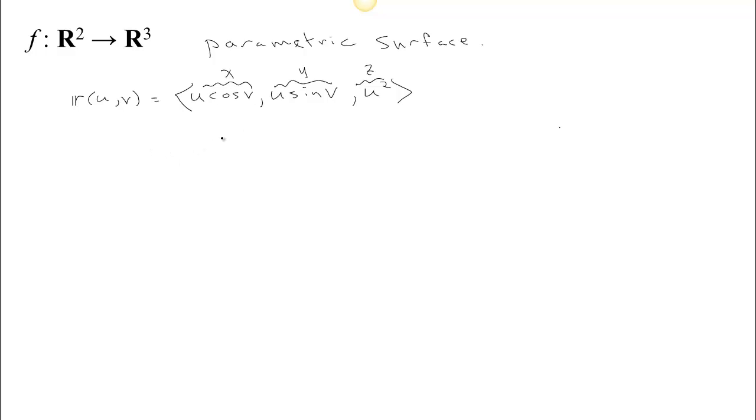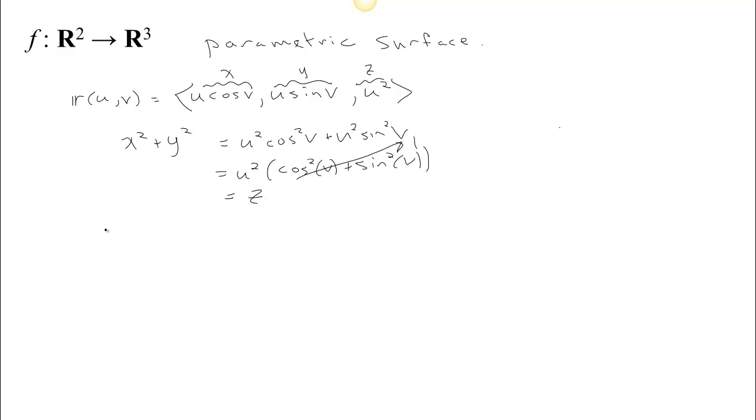Now for this parametric surface, I notice that if you take x squared plus y squared, you have u squared cosine squared v plus u squared sine squared v, and that's equal to u squared, because if we factor it out, we have u squared times cosine squared v plus sine squared v, but cosine squared plus sine squared is 1. And that's equal to z, because z is u squared. So we can see this surface is actually a paraboloid. It's z equals x squared plus y squared. So we can visualize this surface.